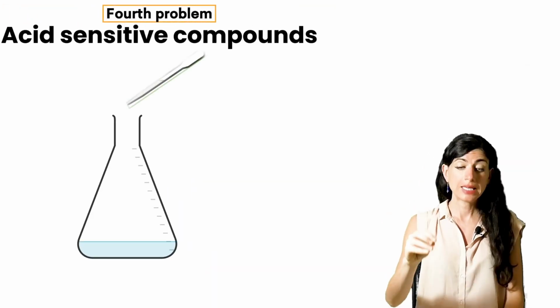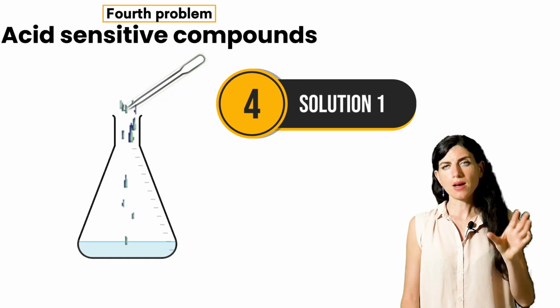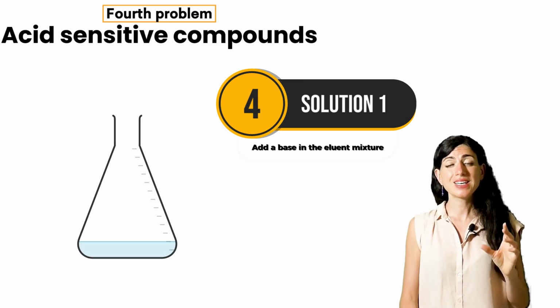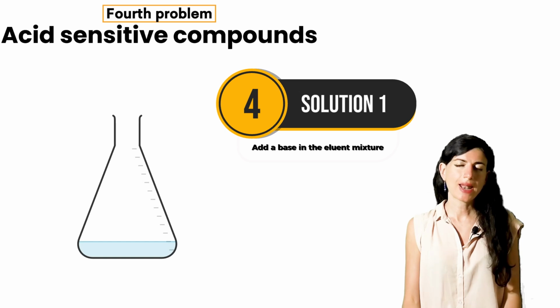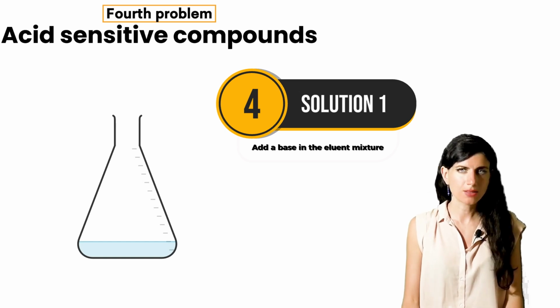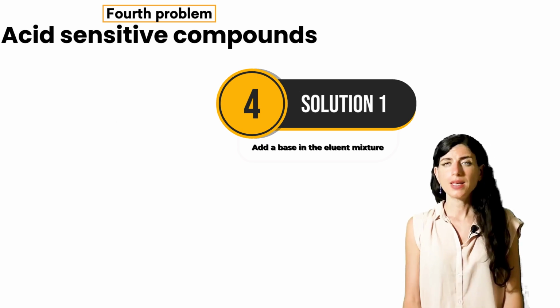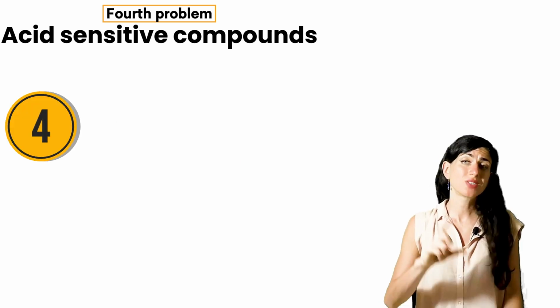In this case, you can try to add a base in the eluent mixture. So you add a base in your eluent mixture in order to neutralize the acidic sites of the silica. You can add between 0.1 and 0.5% of base. Again, you can use triethylamine and see if this works. If this doesn't work, you can switch the stationary phase.